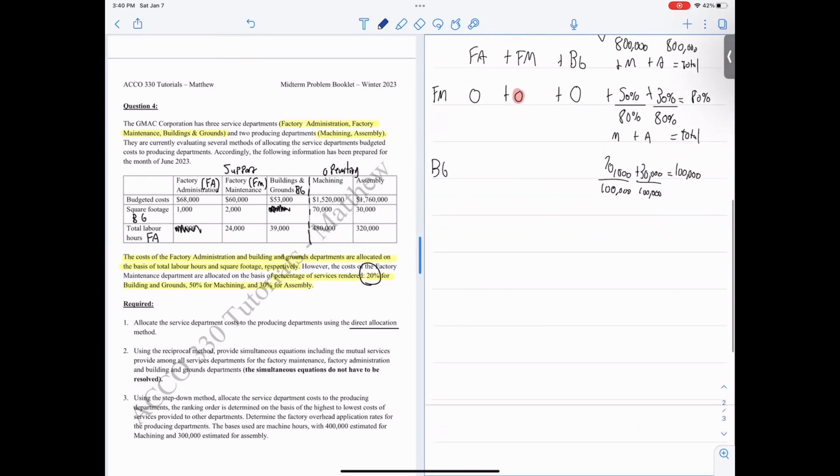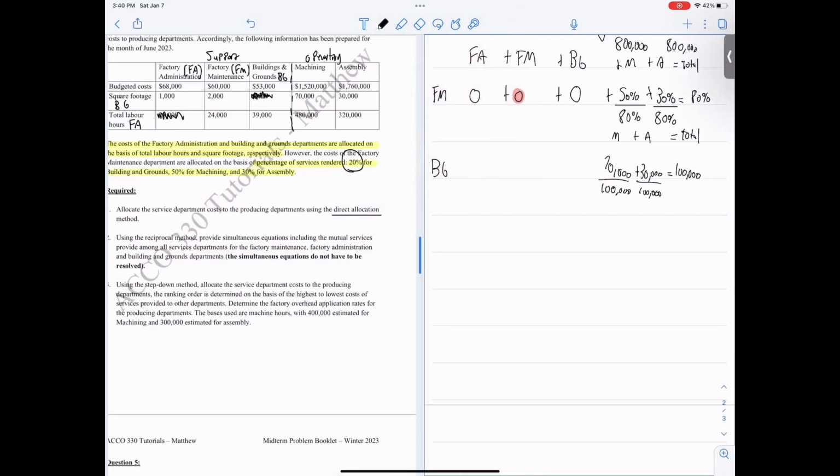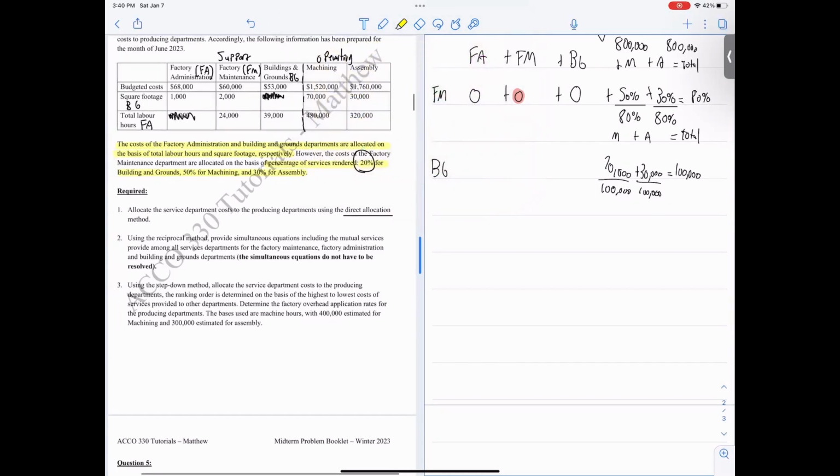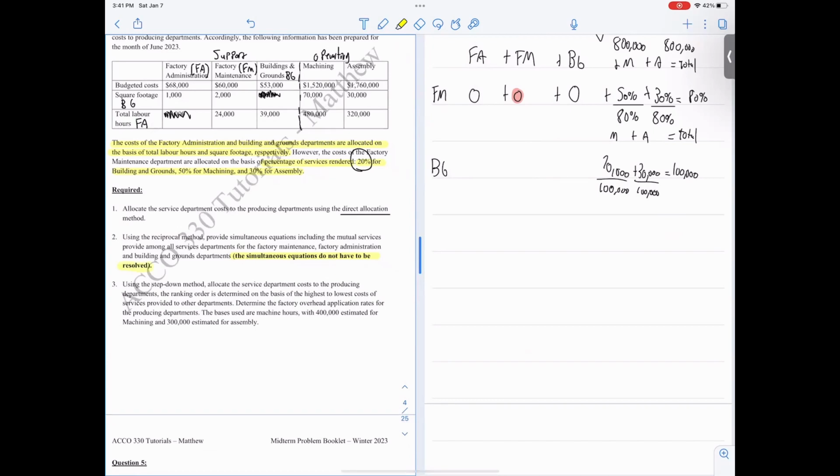Now required 2. Using the reciprocal method, provide simultaneous equations, including the mutual services provided among all service departments, for factory maintenance, factory admin, and building and grounds. Guys, here's the key thing here. The equations do not have to be solved. Remember, on your exam, if you have 3 support departments and you're doing reciprocal, you don't actually have to know the math on how to solve the 3 equations. Remember, this is not a math course. You don't have to be responsible for knowing the substitution method to solve the 3 equations.